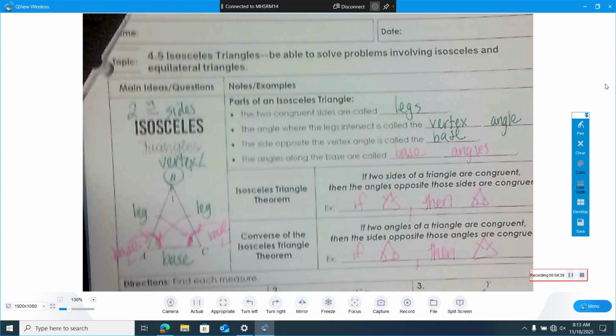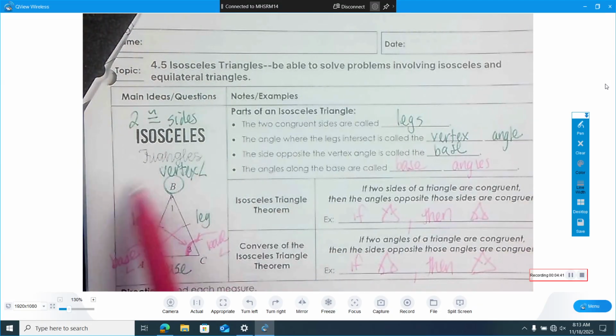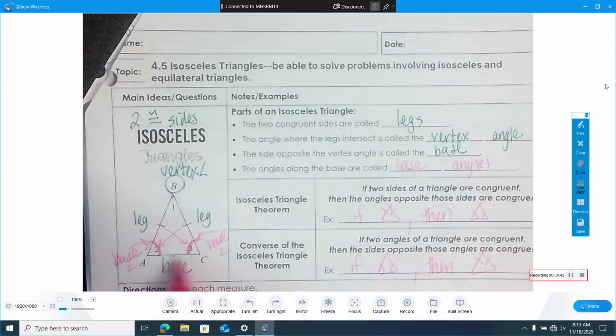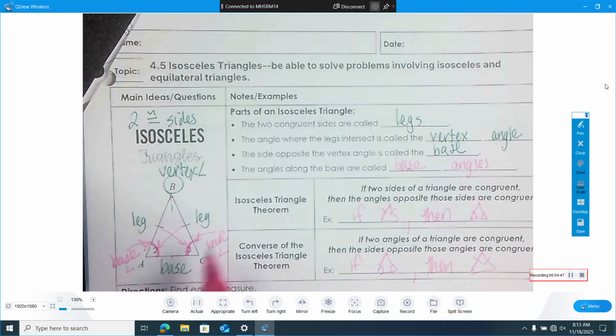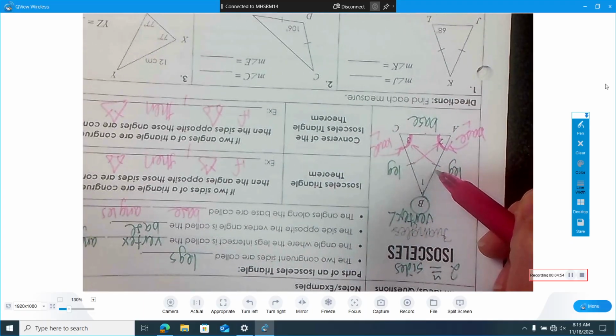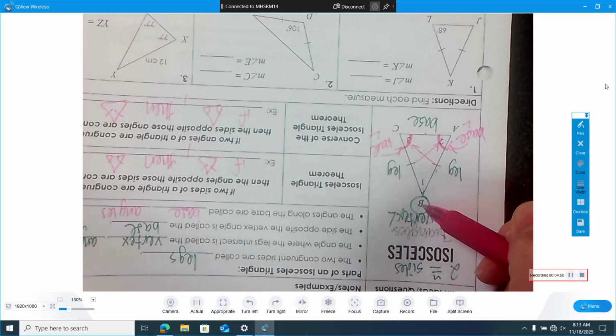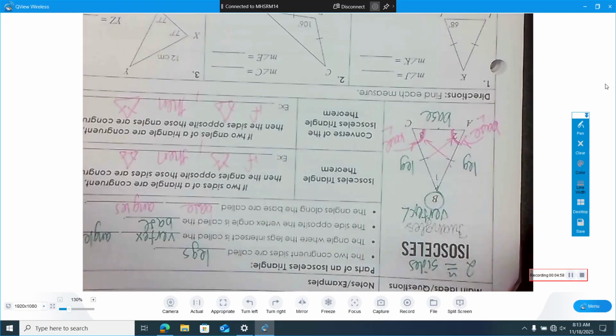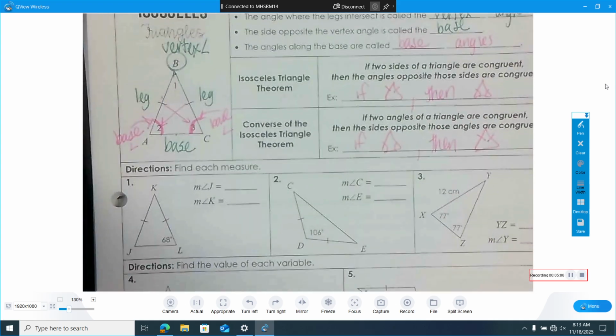And what you want to understand is that this triangle looks like it's resting on its base, okay? But the fact that it's this orientation makes no difference. If it was upside down, we have our two congruent legs. This is still the vertex angle, and this is still the base, even though it's on top, okay? So it doesn't mean that the base is at the bottom. It's based on what's congruent.